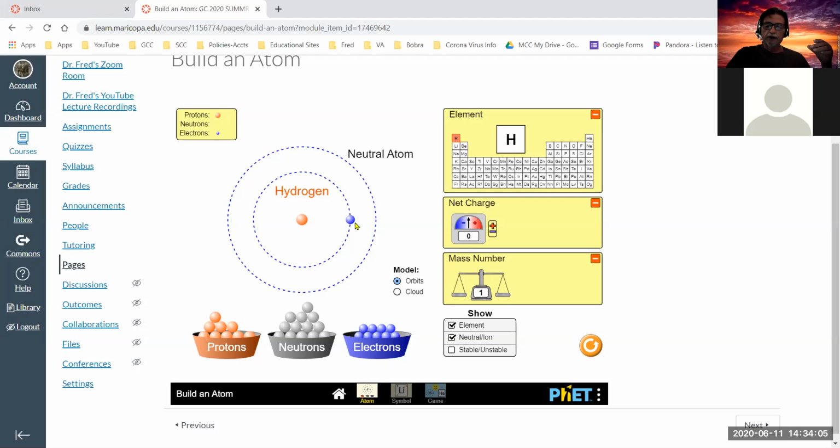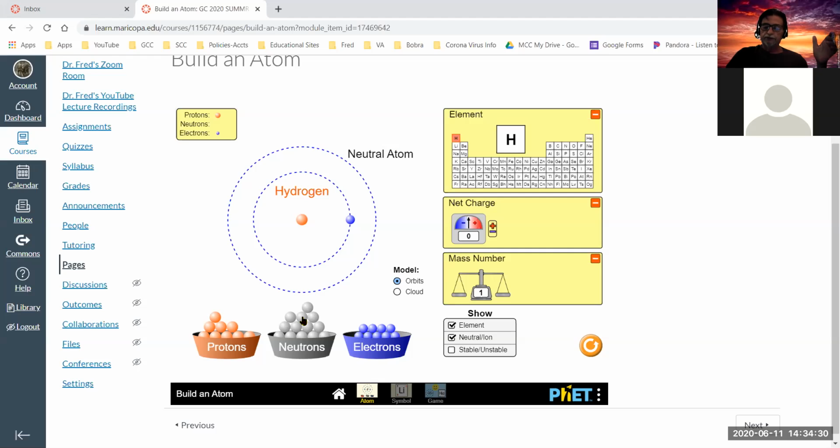Okay. Look at our net charge. For example, let me take that electron off. The net charge is a +1, right? Because there are no electrons, and the proton has a +1. The moment we put an electron in, now we have a neutral element.